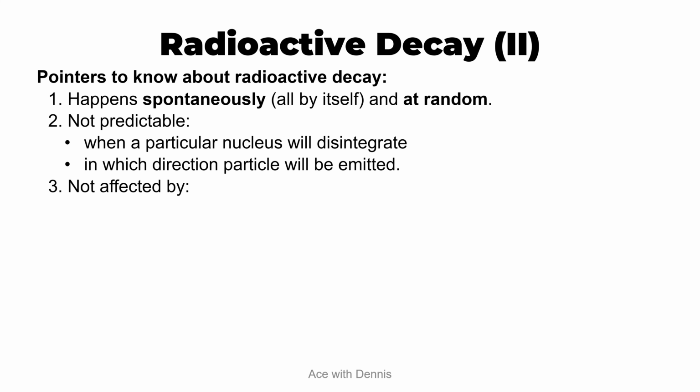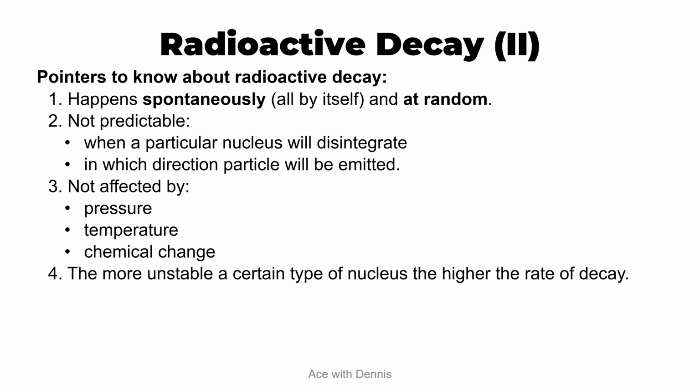Number 3. Radioactive decay is not affected by pressure, temperature, and chemical change. Number 4. The more unstable a certain type of nucleus, the higher the rate of decay.